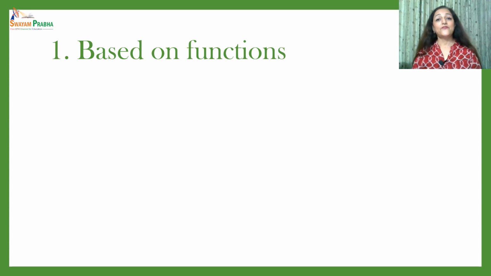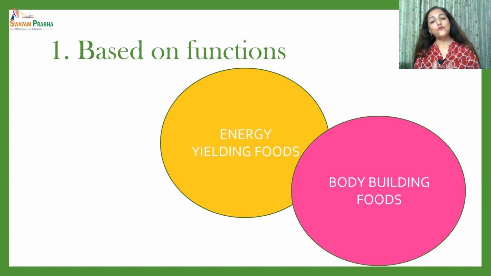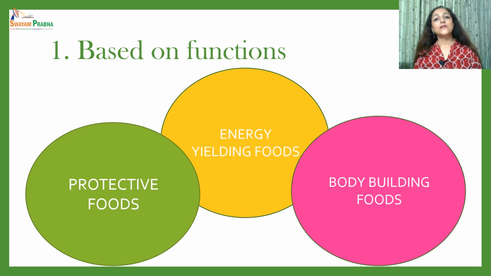Here, we divide the foods into categories based on the functions which they perform inside our body. For example, the first category of food will be counted as energy yielding foods. The second category is the foods which perform the body building function. And the third category is the foods which perform the protective function inside our body. Now let us see what are the different foods included in all these subgroups.